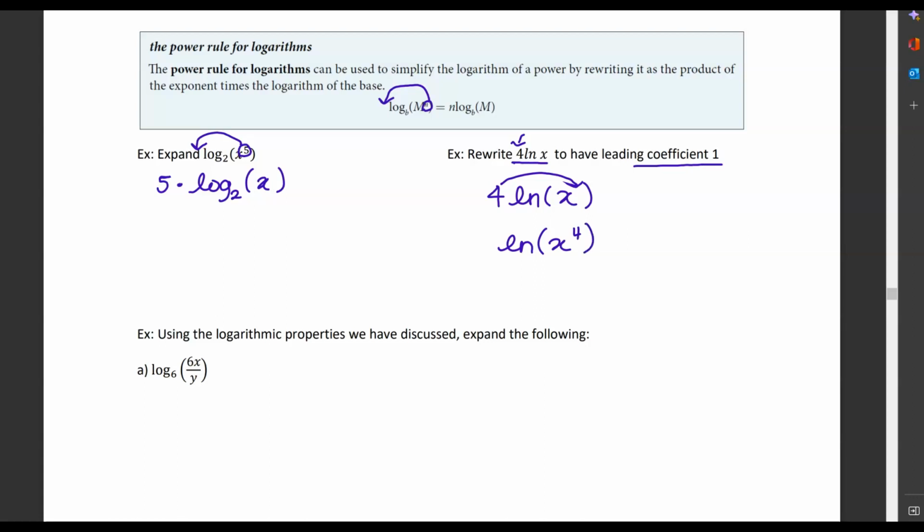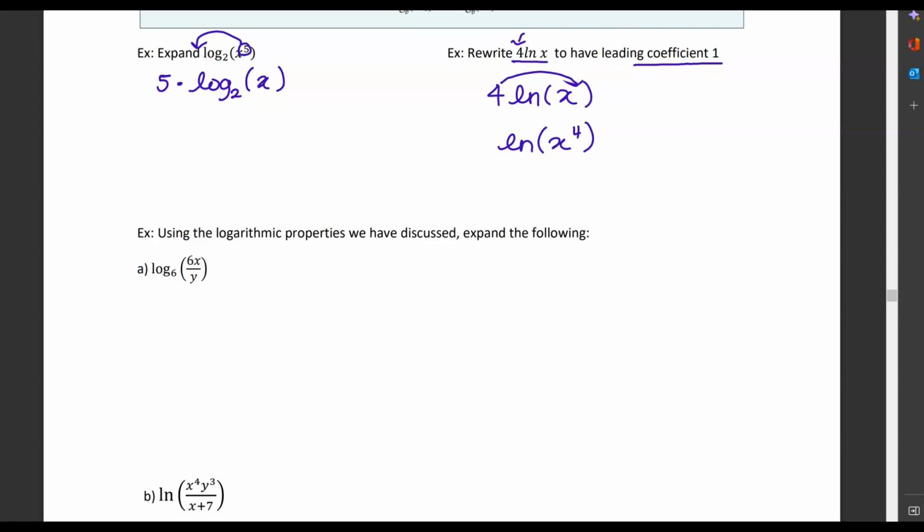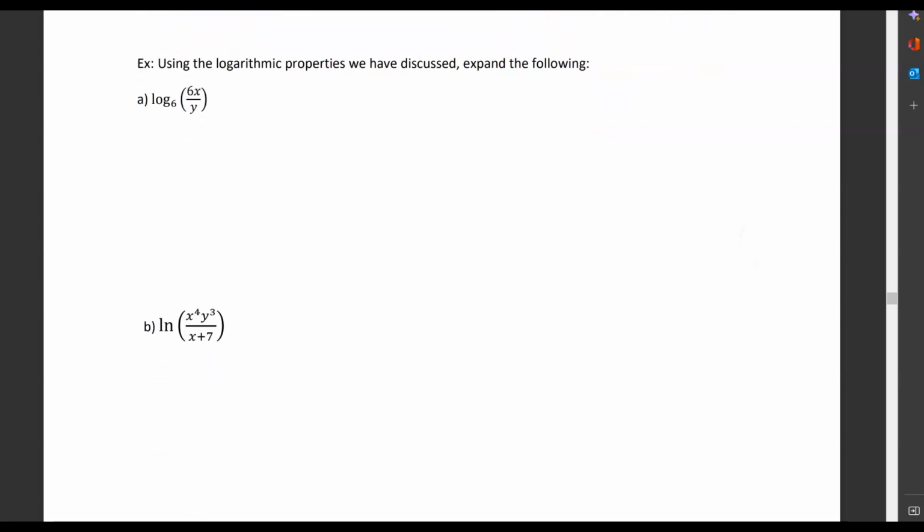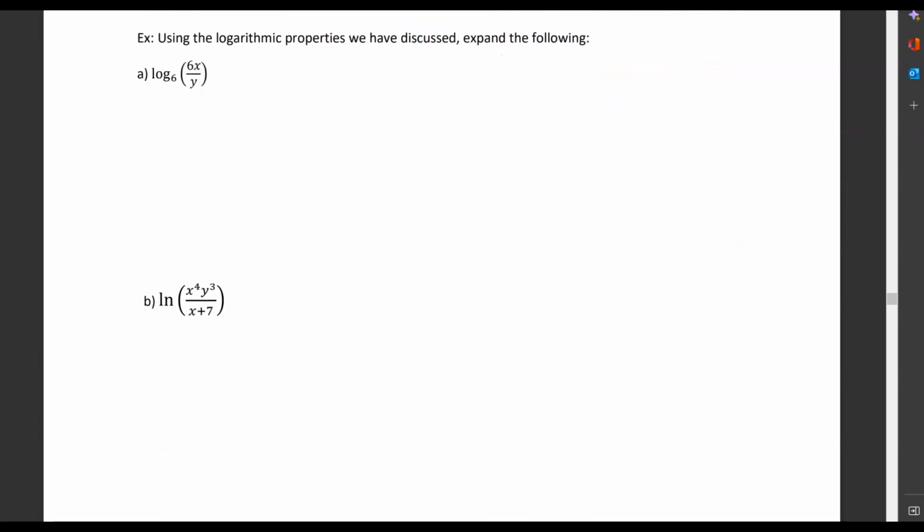All right, so now we've arrived at one of my favorite parts with logarithms, which is combining all of these things together. So let's take a look at this example. Using the logarithmic properties we have discussed, expand the following. So we're trying to make these large. I'm going to have you try B on your own, but let's do A together.